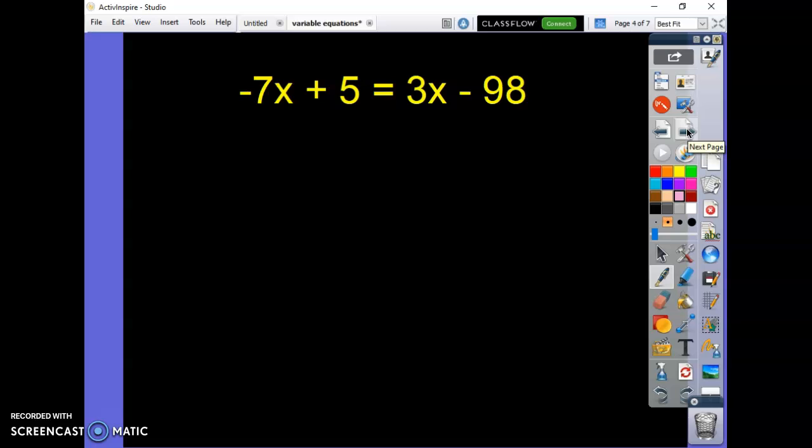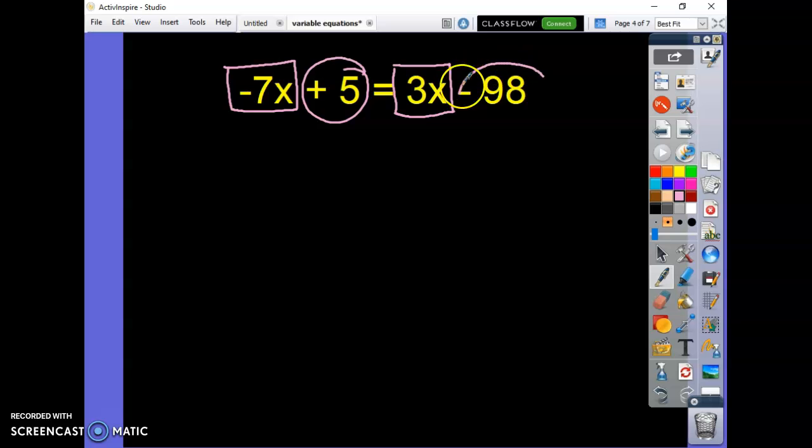Let's move on where we've got variables on both sides of the equation. Again, box your variables, circle your numbers, keep that negative sign here with the 98, and draw a line down at the equal sign.